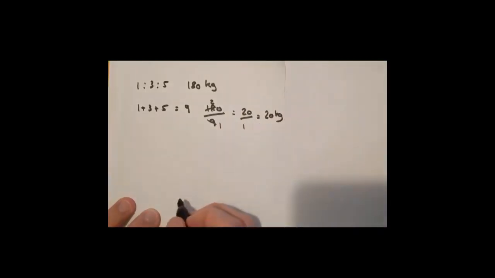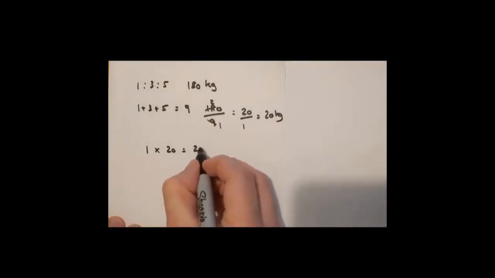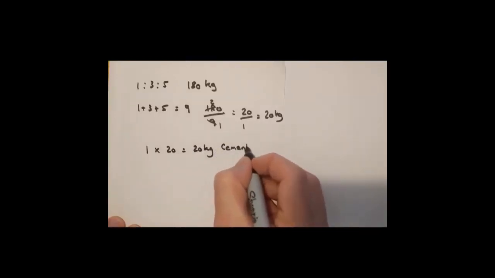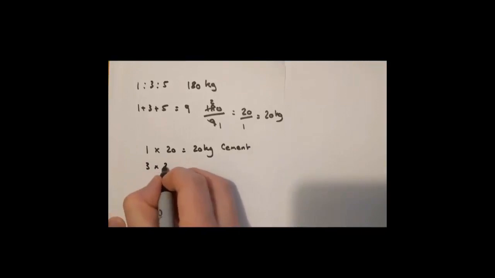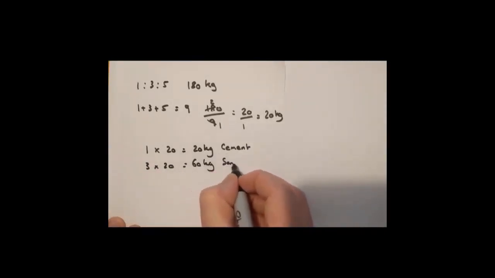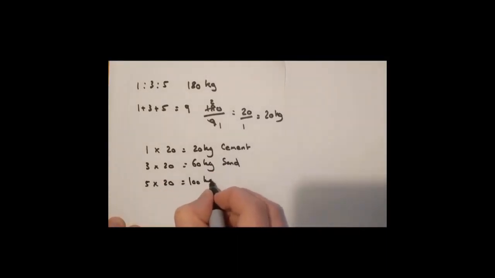Now this is mixed in the ratio of 1 to 3 to 5. So for cement there's going to need to be 20 kilograms, so 1 times 20. For sand there's going to be 3 times 20, which is 60 kilograms of sand. And for gravel there's going to be 5 times 20, which is 100 kilograms of gravel. Talil has 15 kilograms of cement, and that isn't enough, so unfortunately he won't be able to make the concrete mix.